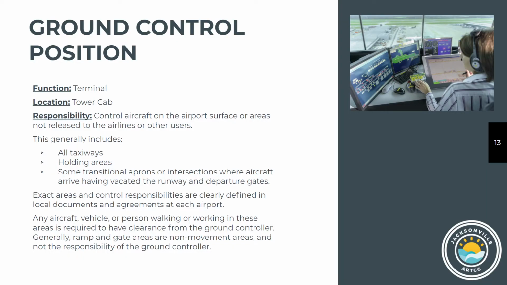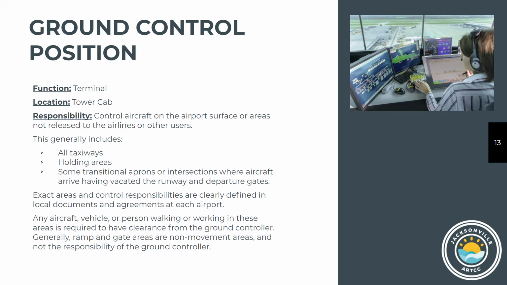The ground control position is what it says. You're probably familiar with it. This includes controlling all the airport surfaces or areas that are not released to the airlines or other users, such as all the taxiways, all the holding areas, and any identified transitional aprons or intersections that aircraft might arrive, such as coming off the runway or going into a departure gate, meaning a taxiway that just goes onto a taxi entryway is a departure gate. So that means that most of the time, the gates and the FBOs are not controlled by the ground control position.